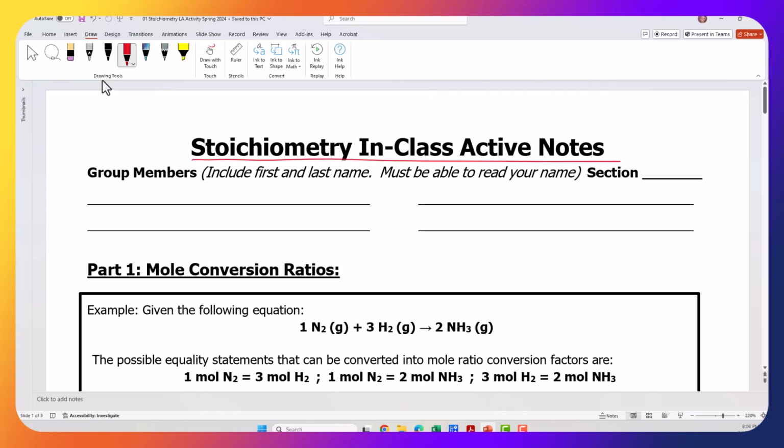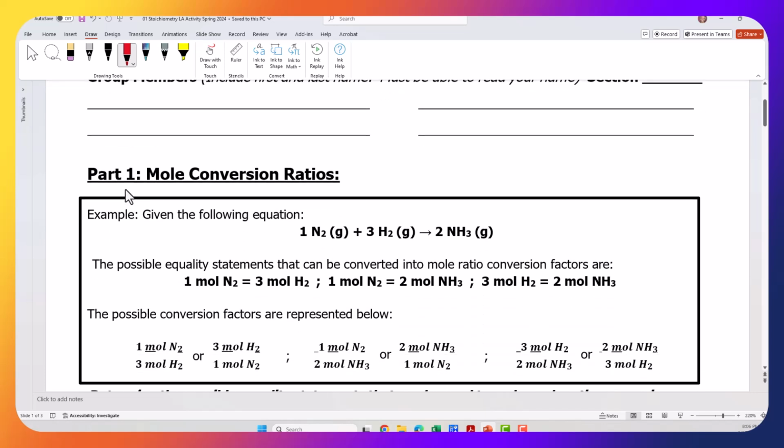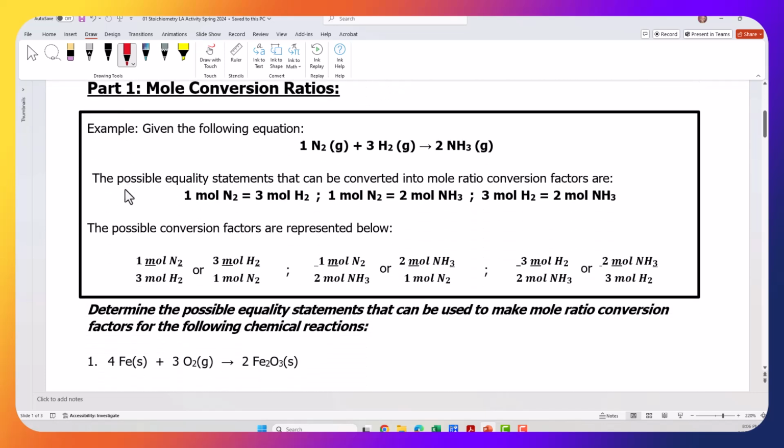Okay, let's take a look at the stoichiometry in-class activity that you have due on Tuesday. And you can see which one that it is. This is the one that's due. So if you weren't in class today, now you know what's due on Tuesday. I'm going to go ahead and get you started off.